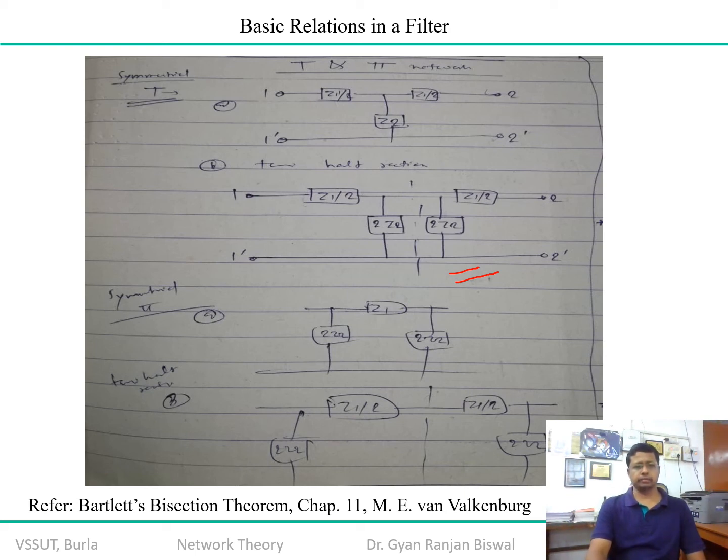The same analogy you can apply to test a symmetrical pi network. In this case, you appreciate that I don't need to disturb the shunt arms, because there are two shunt arms of equal value, but there is one series arm. So the series arm I have to divide into two, that is Z1 will be divided into Z1/2 and Z1/2. That is your Bartlett bisection theorem, and with it you can divide even a complicated network into two symmetric, equal pieces. Remember, equality is different and symmetricity is different.